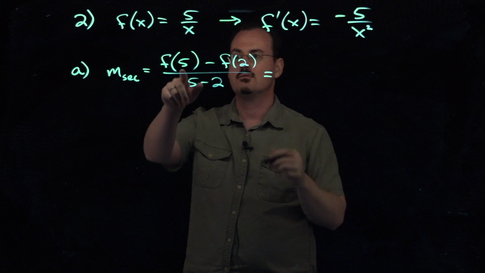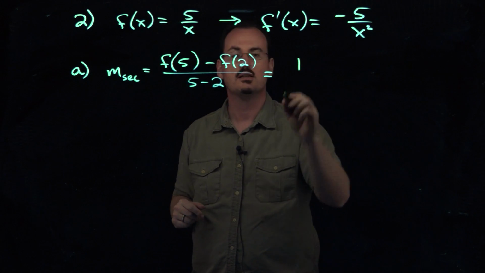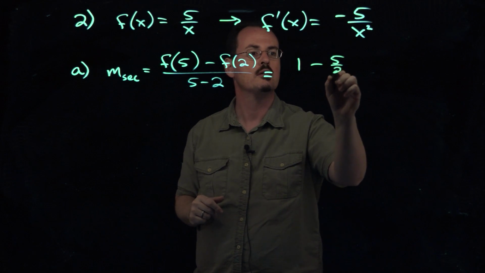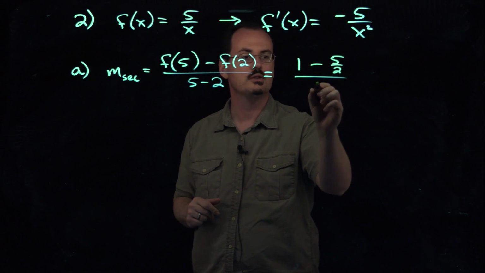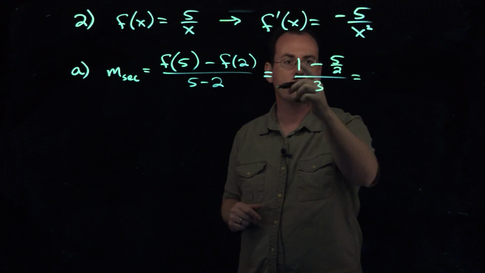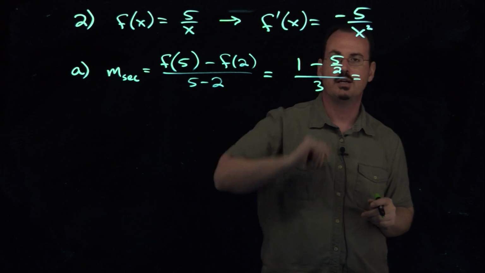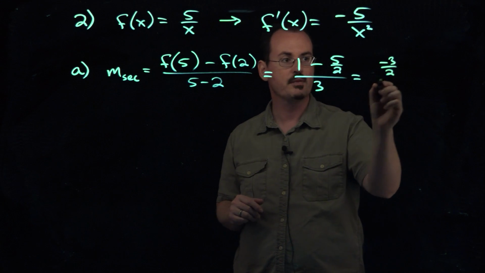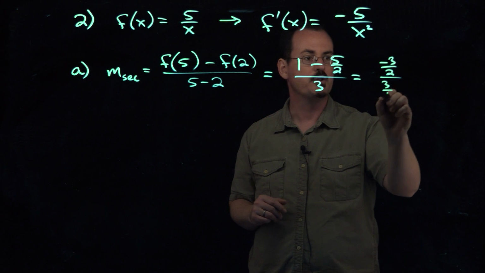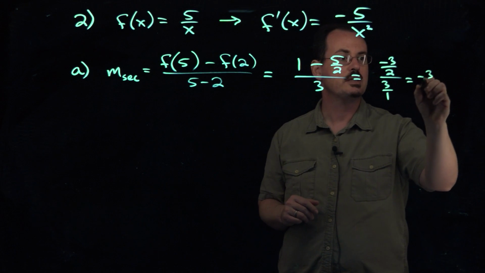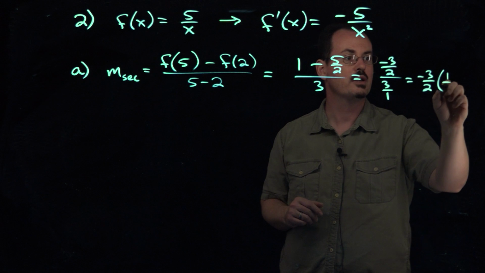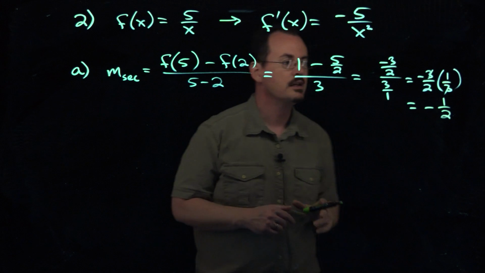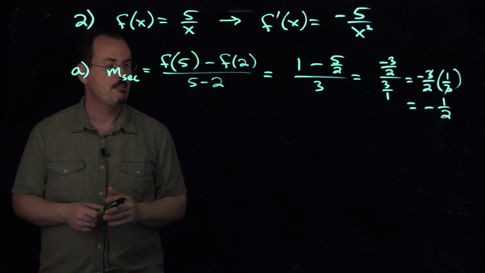So f of 5, what do we get when we plug 5 in there? We're going to get 1. And what do we get when we plug 2 in there? We're going to get 5 halves. And then 5 minus 2, 3. If we find our common denominator here, we can write that as 2 over 2 minus 5 over 2. That's going to be minus 3 over 2. And then this is over 3. Remember, you can write that as 3 over 1. So this is minus 3 halves times 1/3. These 3's are going to cancel, and so we're going to get minus 1/2. So that's the slope of the secant line.